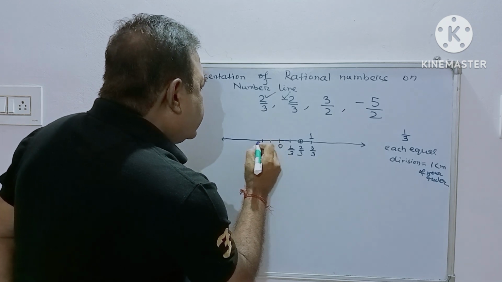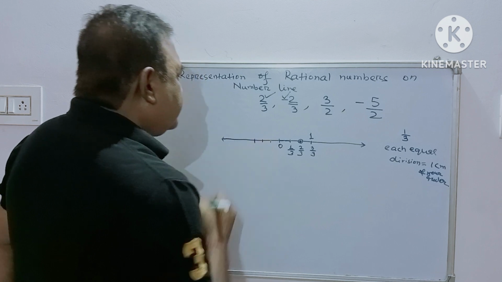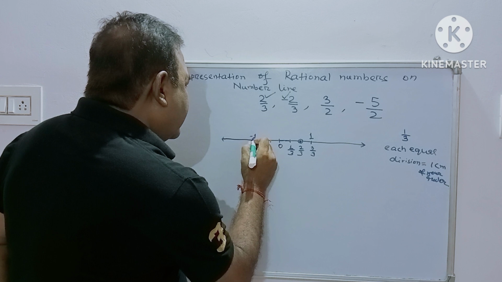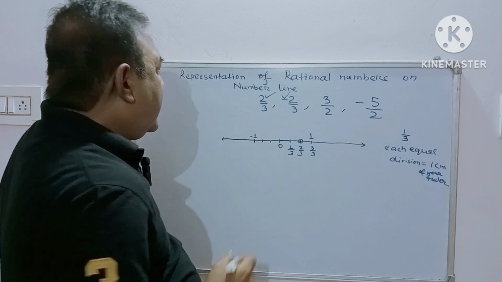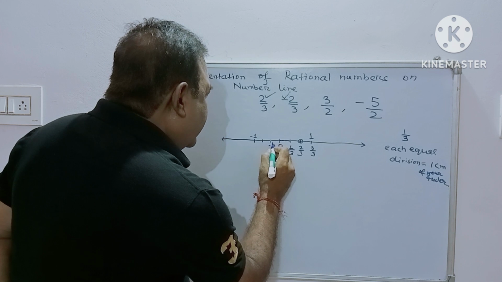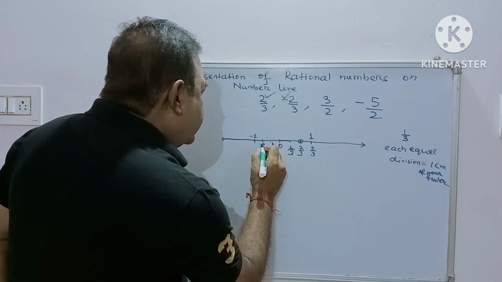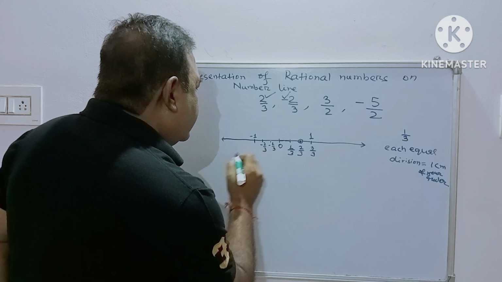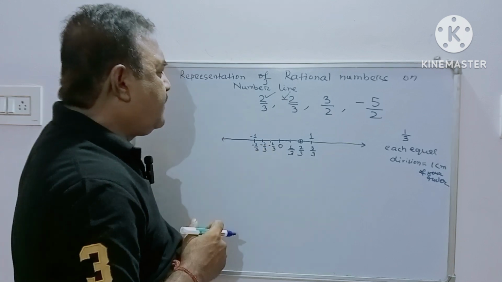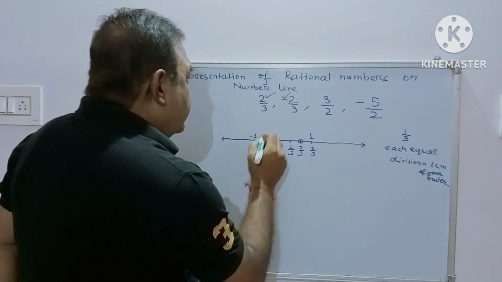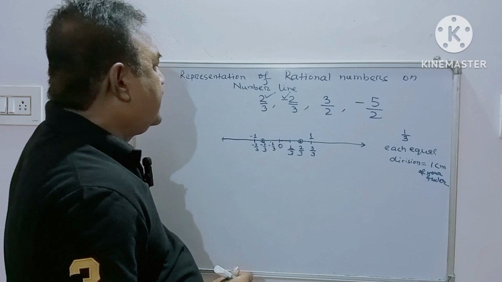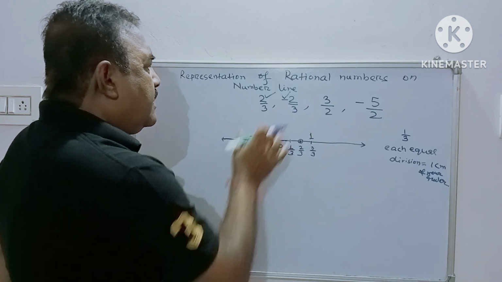3 divisions you take, 1 centimeter each, and this is your minus 1. Already you have taken. This is minus 1 upon 3. This is minus 2 upon 3. This is minus 3 upon 3, which is minus 1. Already we have taken. So this point is minus 2 upon 3. So already we could solve it here.